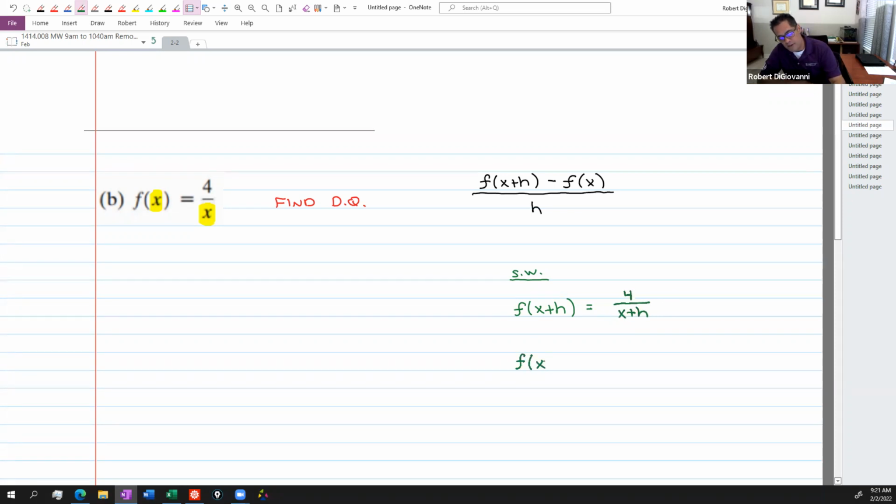Now I need to know what f of x is. This is the top right corner. Well, we know that's just 4 over x. All right, so I've got my top left, I've got my top right, and now I'm ready to write the difference quotient down. So my difference quotient will be the top left, f of x plus h, which is 4 over x plus h. Then subtract from that f of x, which we know is 4 over x. And then you take the entire thing and divide by h.